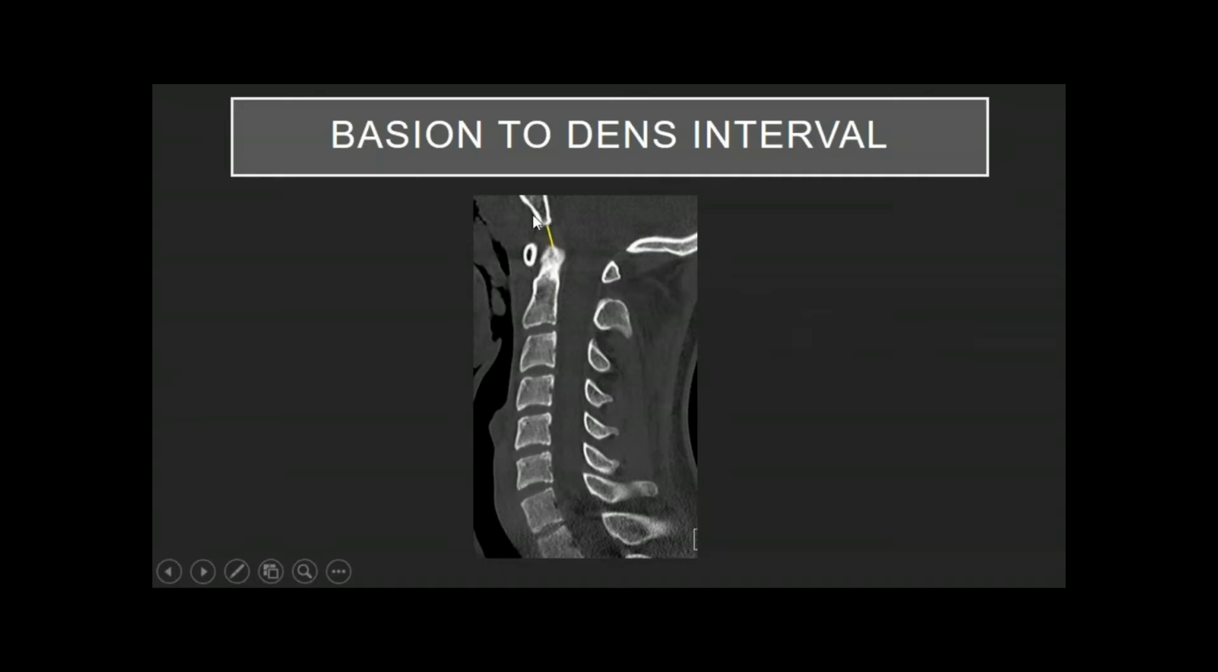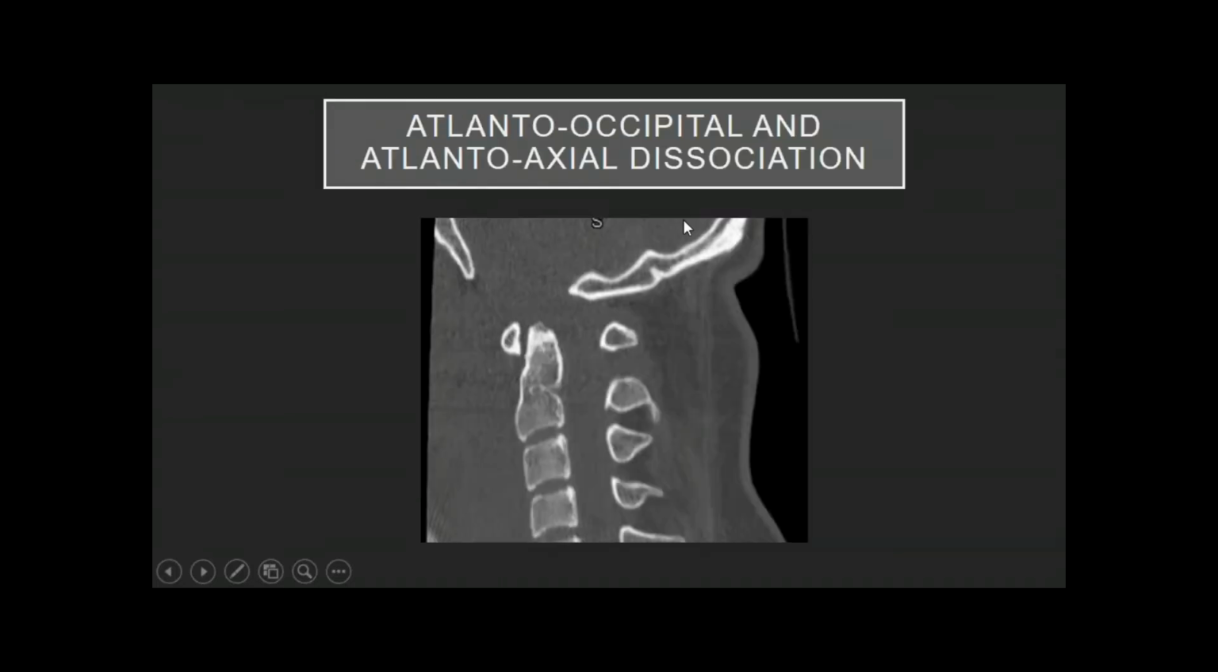We look at things like the basion to dens interval. The basion is just the bottom of the clivus. So this is just the distance between the dens and the base of the skull. Why do we look at that? Well, this is a child that presented after a very, very high rate of speed motor vehicle collision. Look at this. There's this huge distance from the tip of the dens to the skull base. Very, very, very large distance. This essentially is a decapitation.